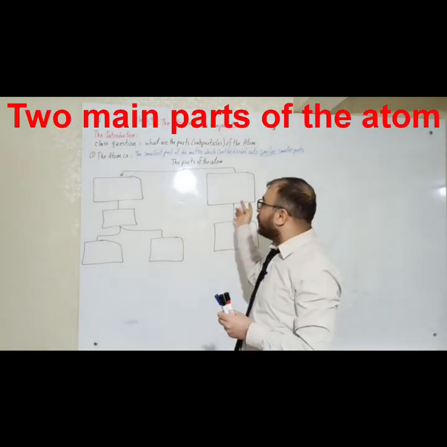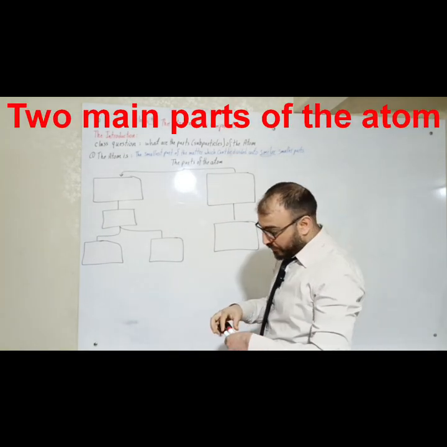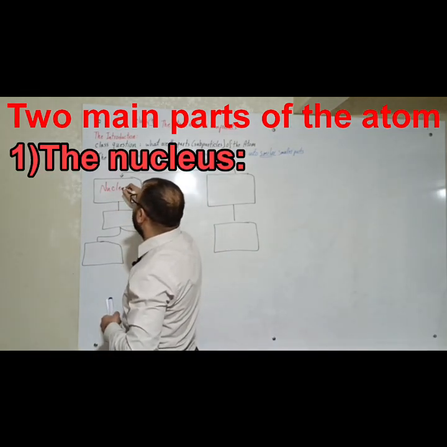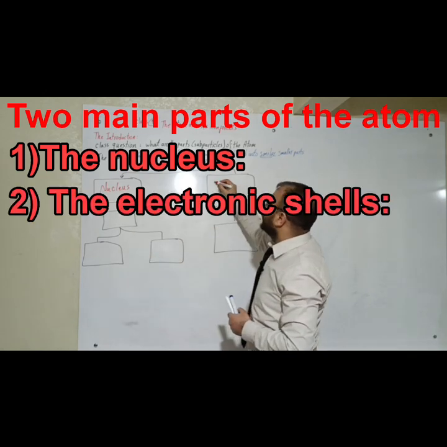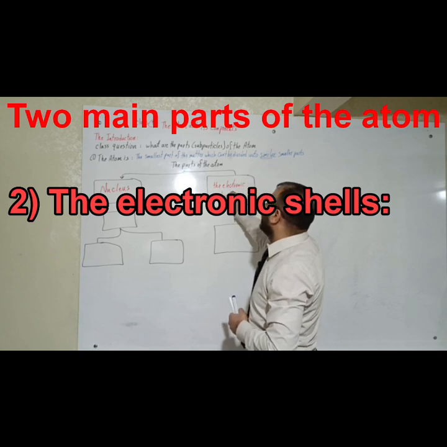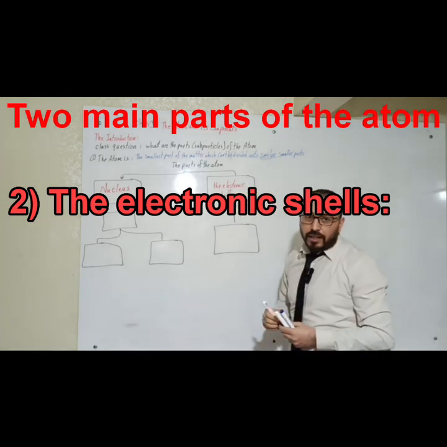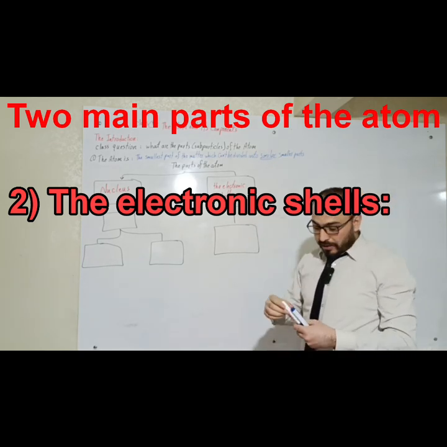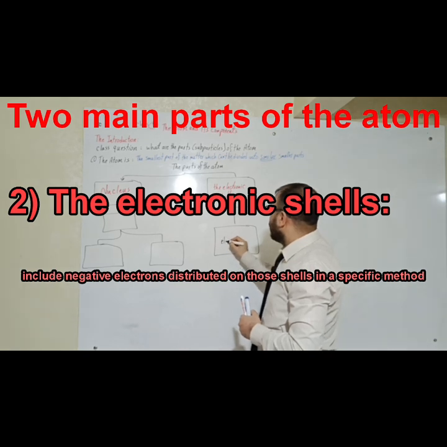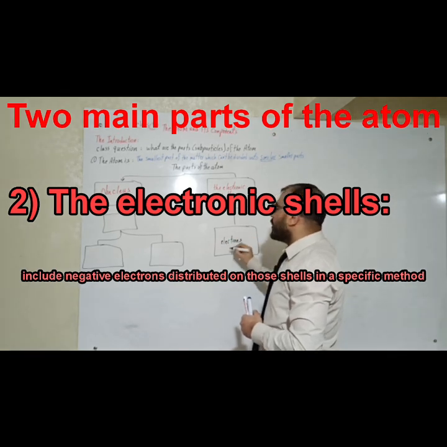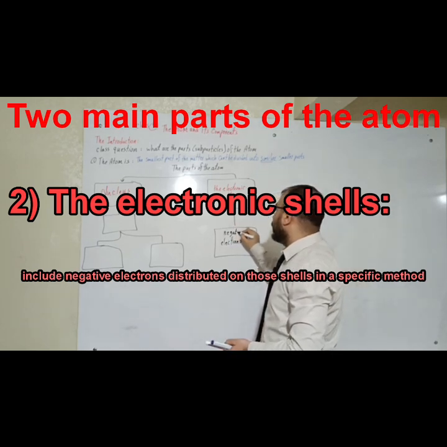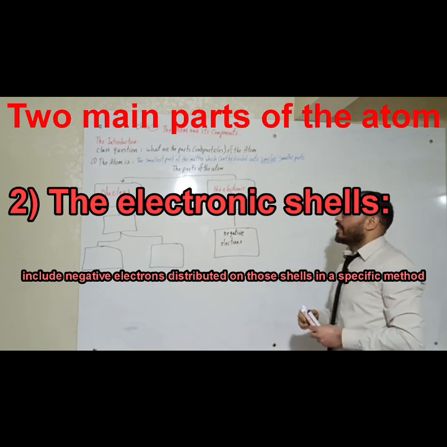As you know, there are two main parts of every atom in the world. The first part is called the nucleus, whereas the other part is called the electronic shells. You can easily understand that the electronic shells include electrons, and those electrons are charged negatively. So we say that there are negative electrons inside these electronic shells.